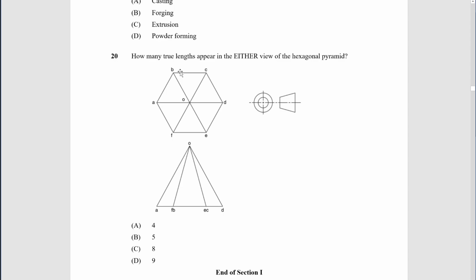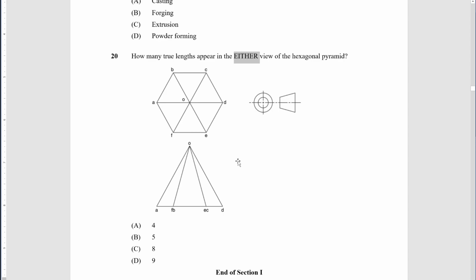So in the top view, we have all of these sides here are true lengths. A, B, C, D, E, and F. They're all true lengths. And the reason for that is because they're all shown as horizontal lines in this view here. So then we have 6 already, and then we have AO and AD. Now I can see that some people might say, well, isn't FE shown as a true length in both? And I could see that people might come up with that answer, but because it says in either view, FE is a true length in both the top and the front view.